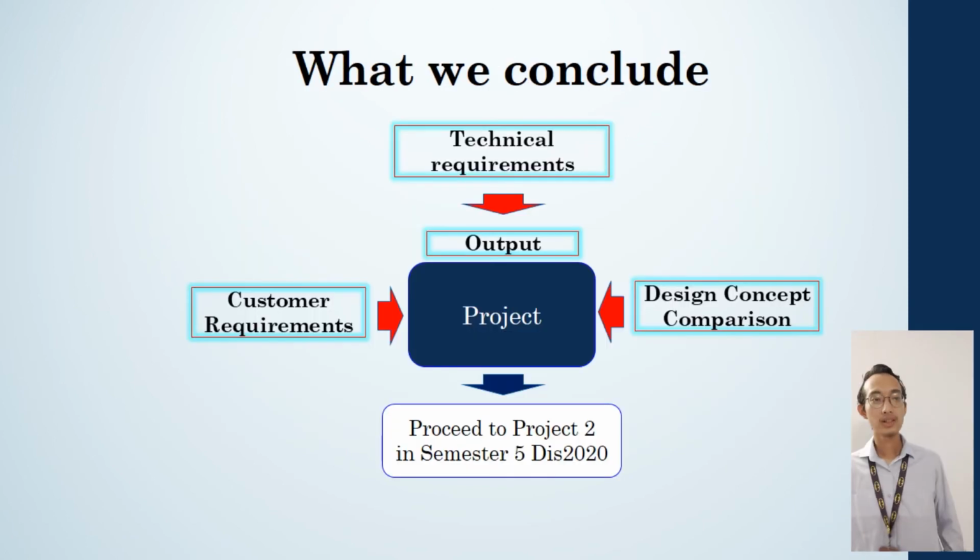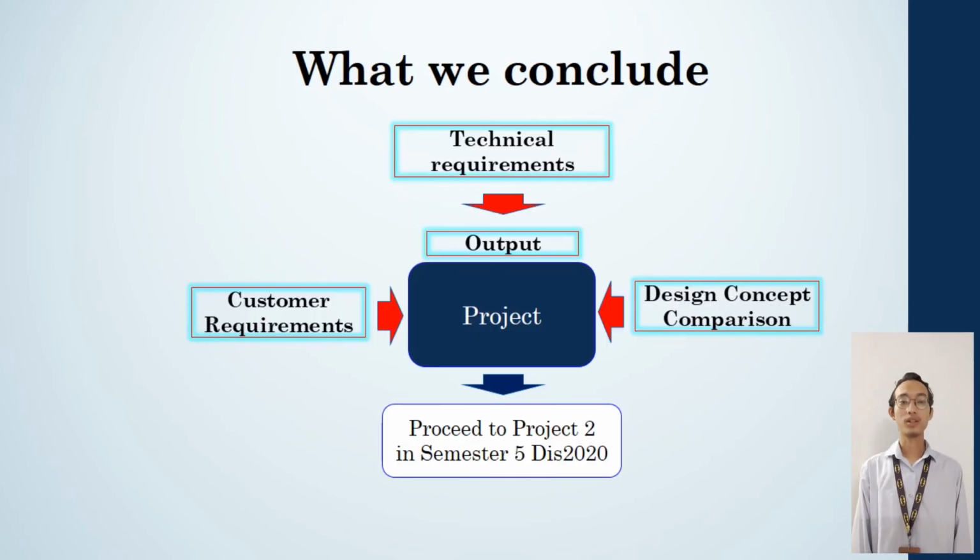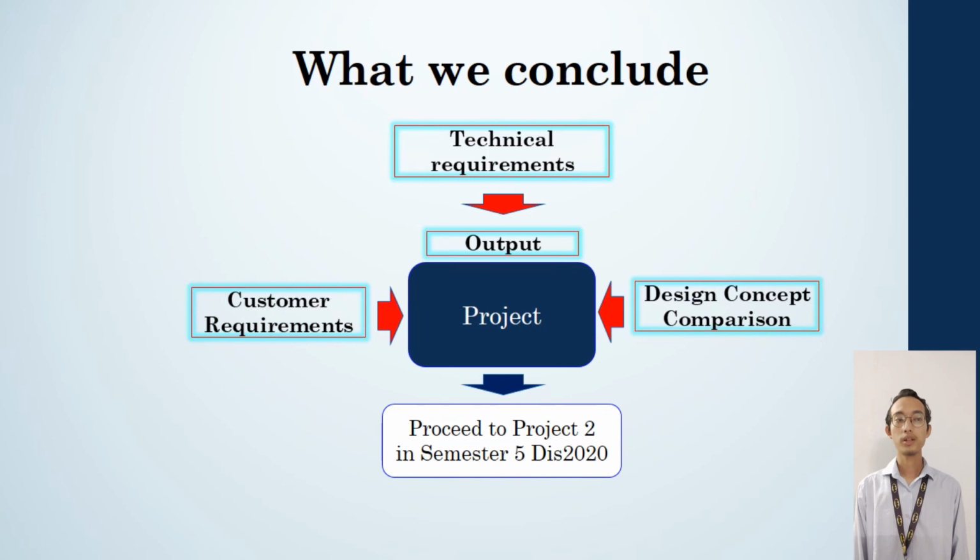For the next slide, it is what we can conclude. Throughout our project, we find out that this project needs to satisfy our customer requirement. After that, we come up with technical requirements, and after the technical requirements, we come up with some designs. From the designs we compare and pick the best design, and after that we proceed to project 2 in semester 5.